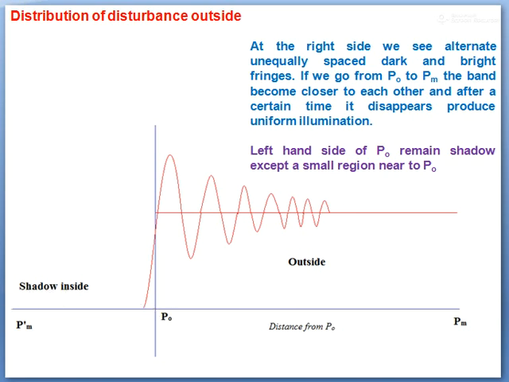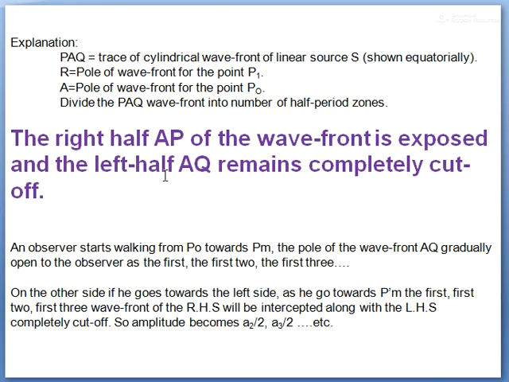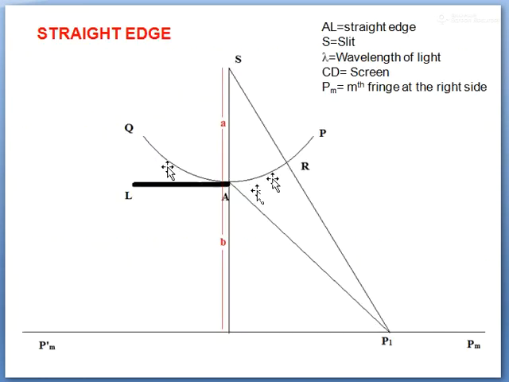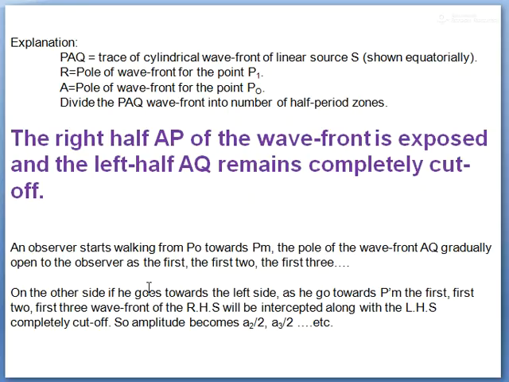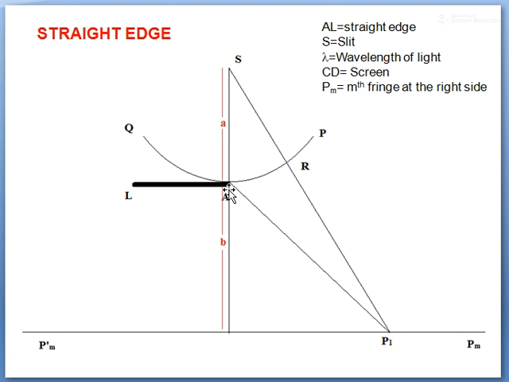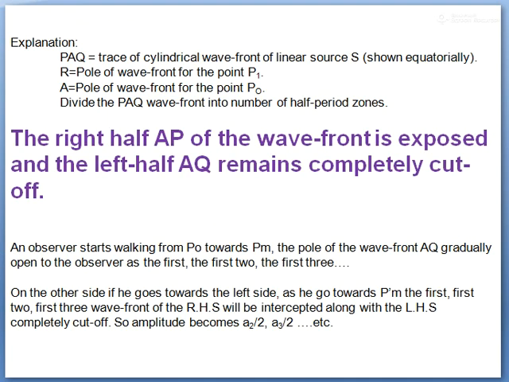তাহলে what is the explanation of this effect? না, PAQ হচ্ছে cylindrical wavefront এর ট্রেস। আমরা সোর্স S থেকে আসছি এবং আমরা এখানে ইকুইটোরিয়ালি শো করিয়েছি। R point, this R point is the pole of the external point P1, right? A is the pole of the point P0.